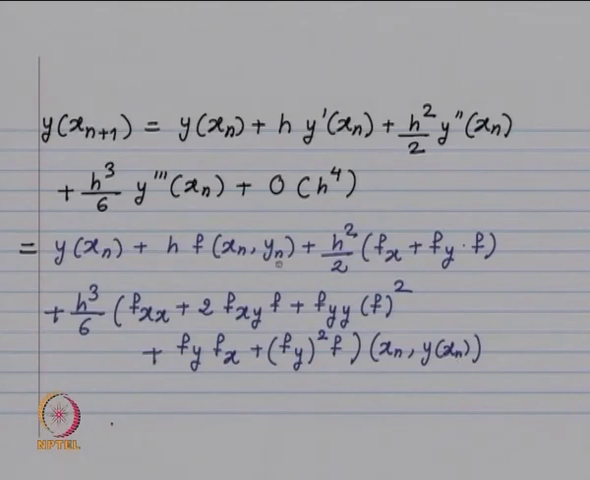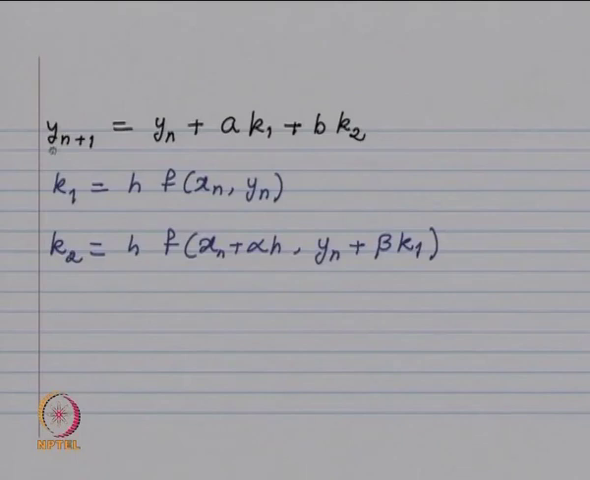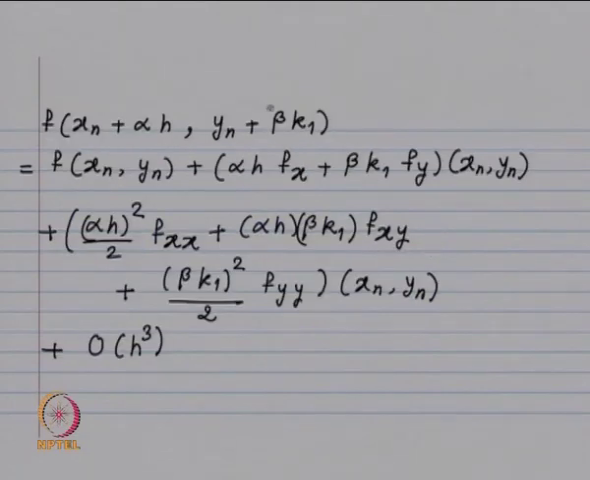So, here this h square by 2, this function also will be evaluated at x n, y n, and same thing here. So, our y n plus 1 formula is going to be of this form, y n plus a k 1 plus b k 2, where k 1 is h times f of x n y n, k 2 is h times f of x n plus alpha h, y n plus beta k 1. Then we have seen this to be the Taylor series expansion.